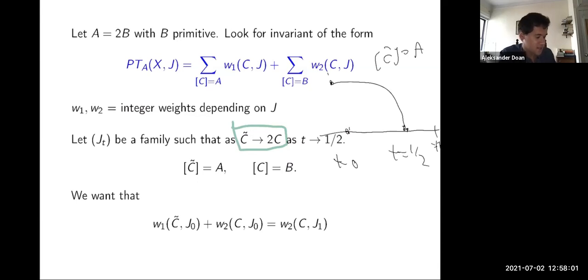So if we want this number to be invariant under such changes, then we should require that this formula holds, that this is the amount that I lost in this transition. So it should be compensated by the jump in this weight W2 associated with the curve to which I collapsed. So how do you find weights which behave in this way?